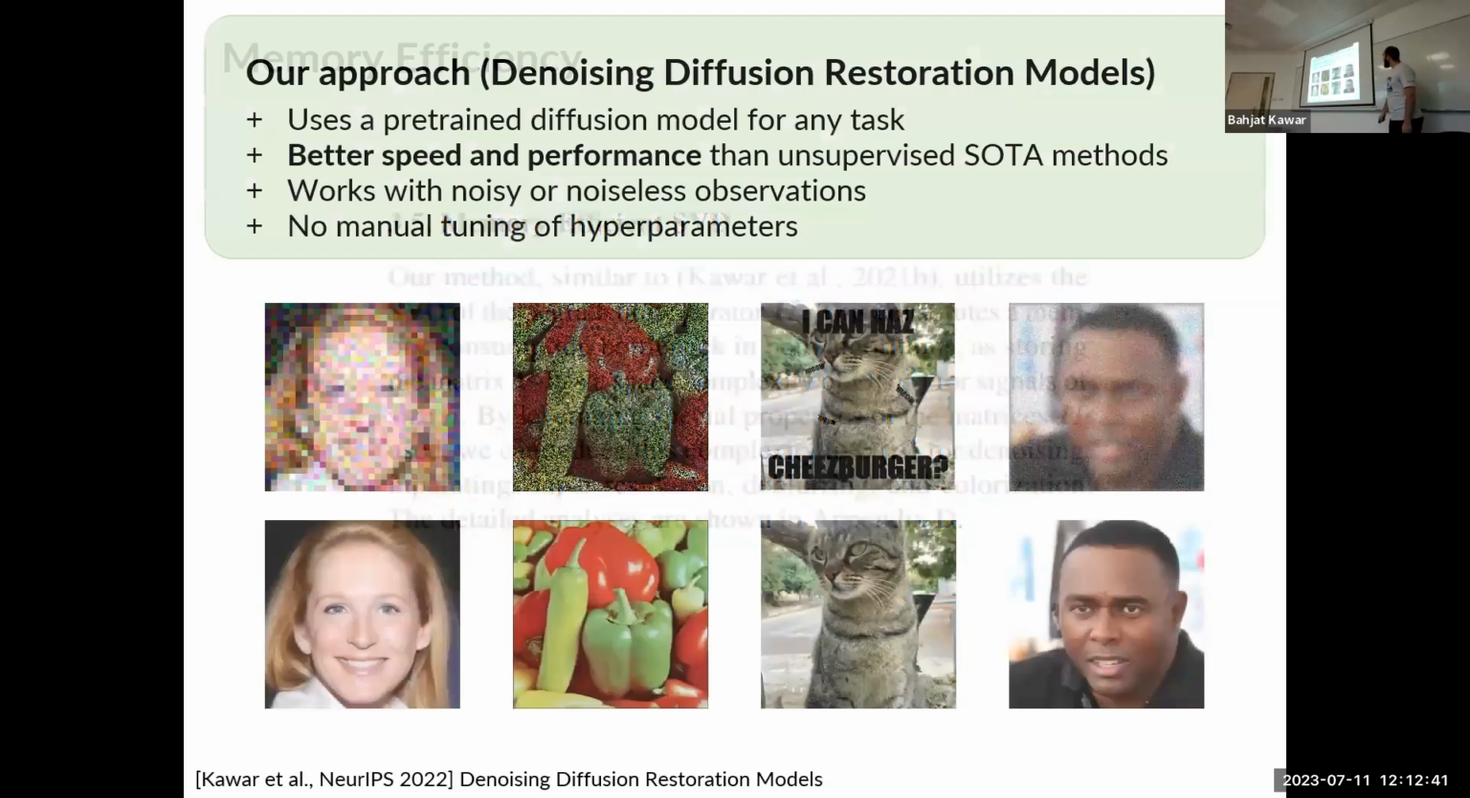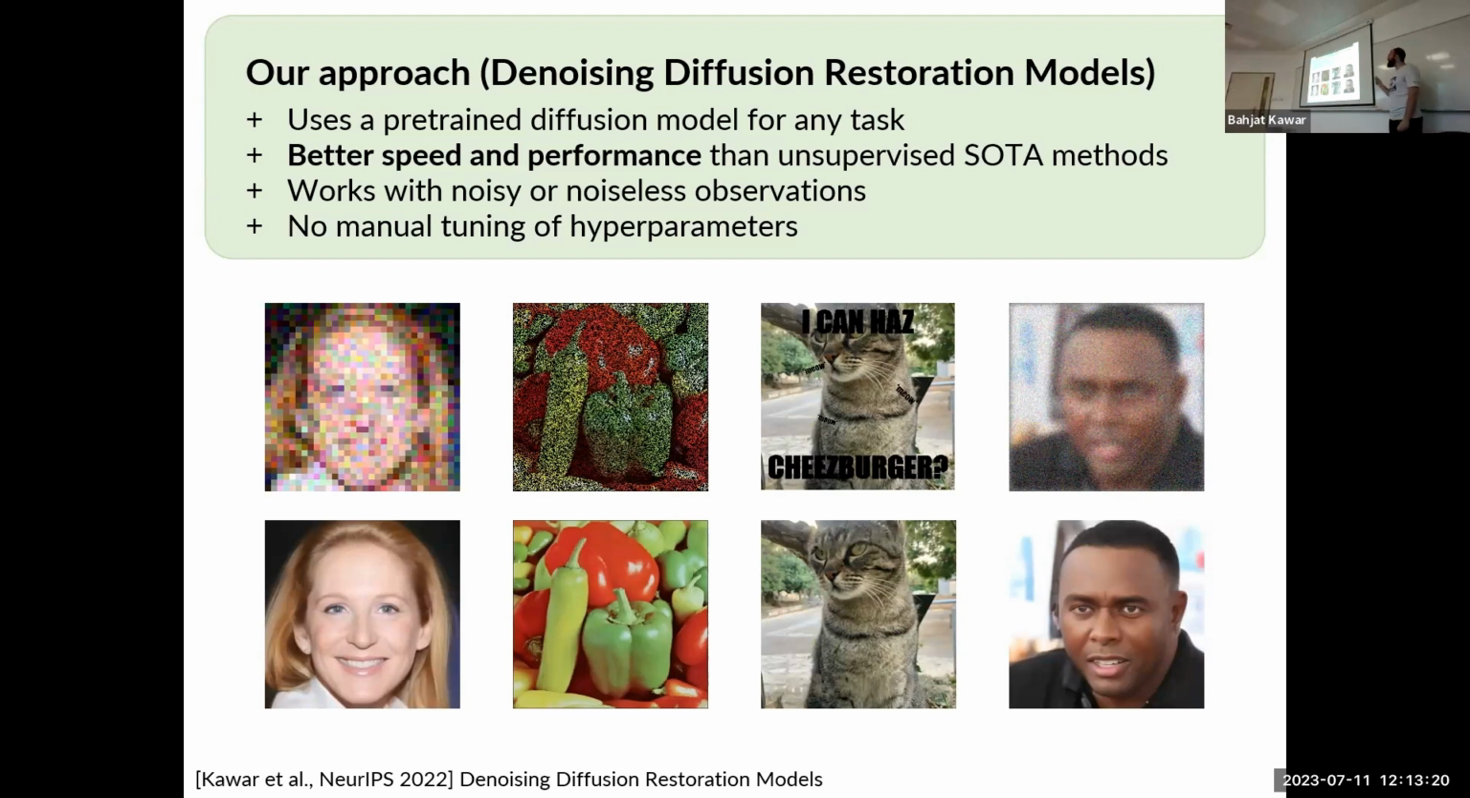All right. To sum up for now, in DDRM we use a pre-trained diffusion model to solve any linear inverse problem task. Here are the examples below for super resolution and inpainting of large chunks of text. When we compare our algorithm to previous state-of-the-art unsupervised methods, it has better speed and performance. And when I say performance, I mean both in distortion and perception metrics. It can work with noiseless measurements or noisy ones with any level of noise. And it does not require any manual tuning for its hyperparameters.